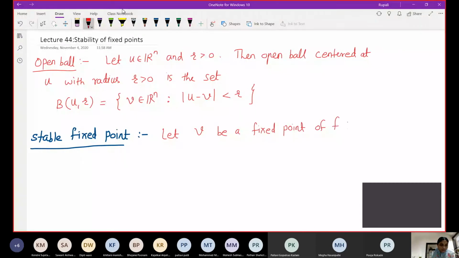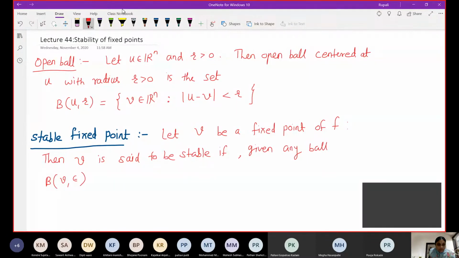Then V is said to be stable if, given any ball B(V, epsilon), center V and radius epsilon, there is another ball B(V, delta), center V and radius delta, so that if U belongs to B(V, delta), then the t-th iteration of f at U belongs to B(V, epsilon) for t greater than or equal to 0.